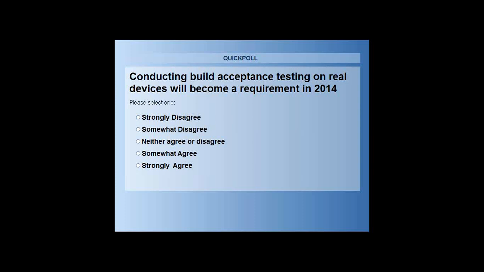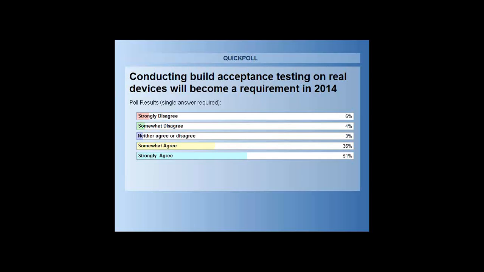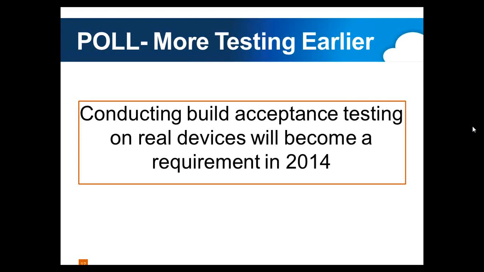Okay, I'm now going to close the poll, and I will share with you the results. So what we see right now, and you can see it on the screen, is that the majority of you strongly agree that conducting build acceptance testing on real devices will become a requirement, and we know that mobile is going agile, and as soon as you are able to test your application, if you're a developer, if you're a tester, if you're an agile team, the better. And we see your voice here, we hear your voice here, and it actually matches what we believe and what we hear from the industry as well. So I appreciate your voting here.